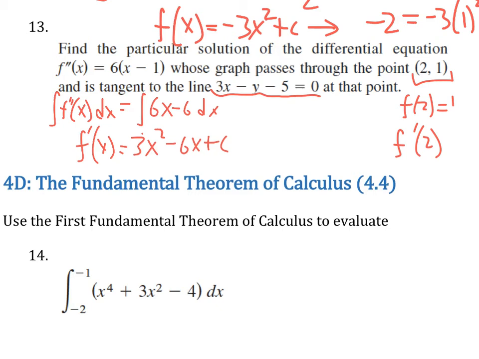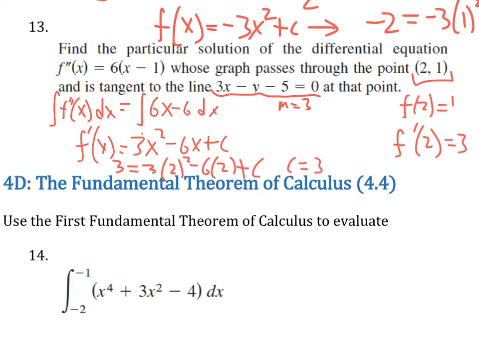So if you solve this, you're going to see that if we add y to both sides, we get a slope of 3. So the slope, or the derivative at 2, is 3. We're going to use that with this, and we'll say 3 equals 3 times 2 squared minus 6 times 2 plus c. All right? And if we work that out, we're going to get a c value of 3.